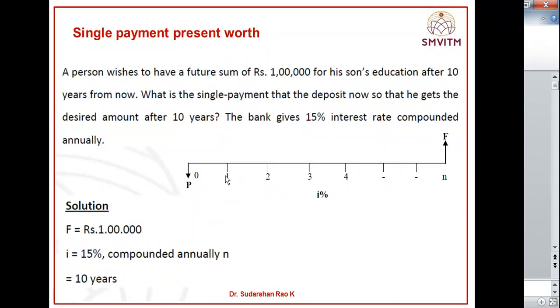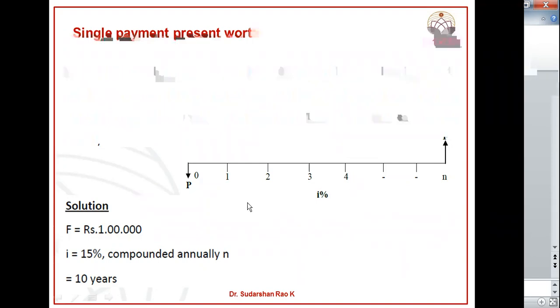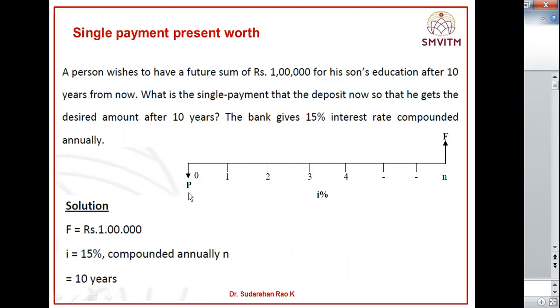The second one is single payment present worth. Here you have to calculate the present worth. If the future value F is given, you can calculate the present worth. For example, a person wishes to have a future sum of rupees 1 lakh at the end of 10 years, for his son's education. What is the single payment that he should deposit now, so that he gets the desired amount after 10 years? After 10 years he needs 1 lakh rupees. How much should he deposit, only once?